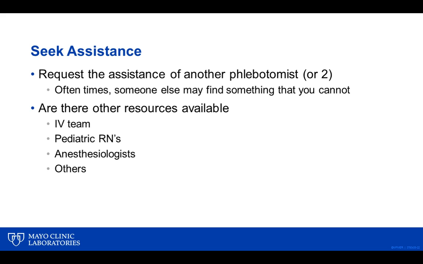So great point. Seeking assistance, I go to a second phlebotomist. If it's peds, if it's out on the floor, if it's outpatient, I like to have a second phlebotomist come and take a look. If I'm not finding anything, I go right to a second phlebotomist. But sometimes that's not available. It all depends on where you're working. IV team, sometimes they'll start an IV and we'll get a sample that way. Pediatric RNs, a lot of times RNs are drawing off lines for us if it's peds or if it's out on the floor.